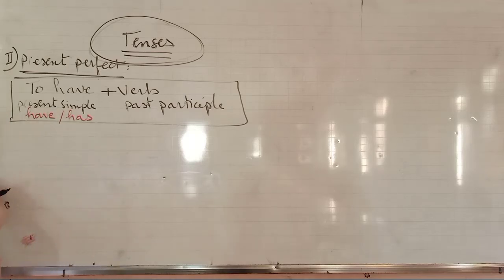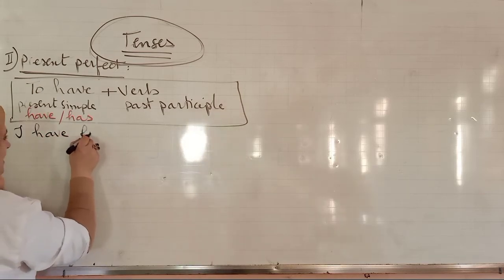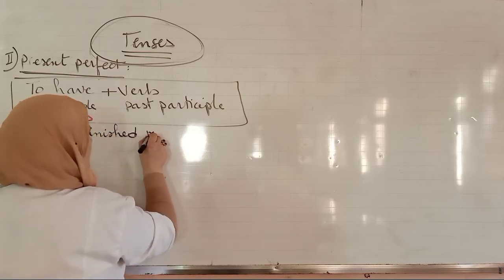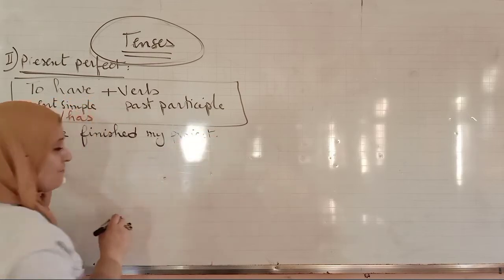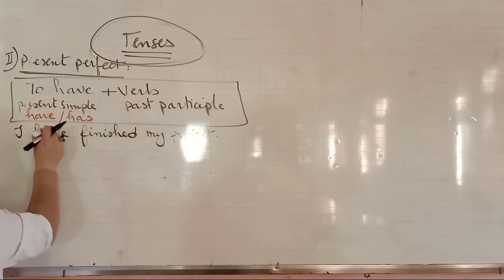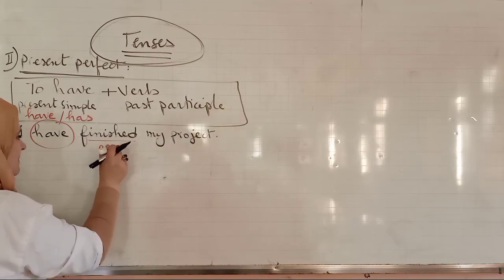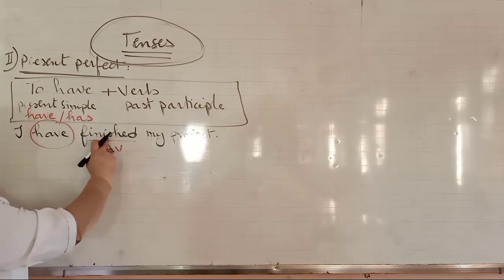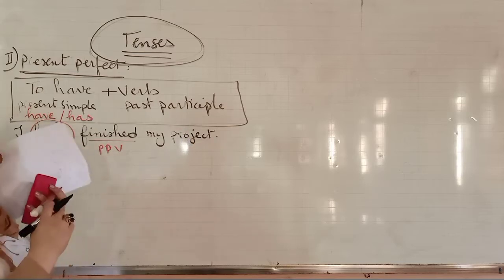Okay? So let's give an example. For example, I say, I have finished my project. I have finished my project. The auxiliary is have, and the past participle of the verb is finished. Well, you notice that I used the ed form for the past participle. Why? Because this is a regular verb.